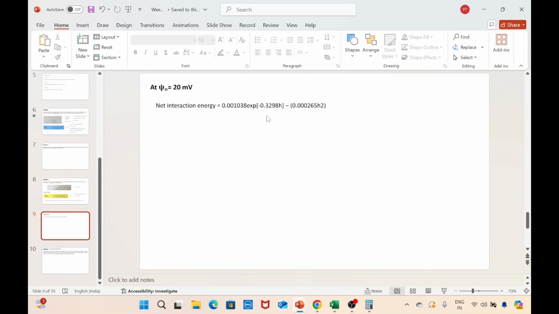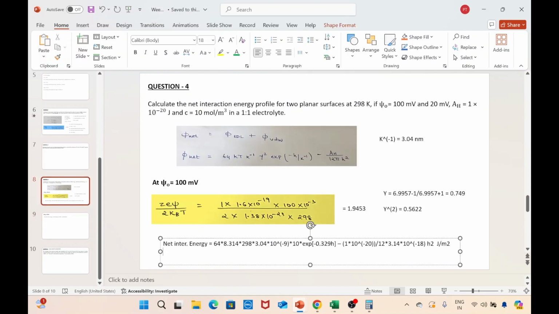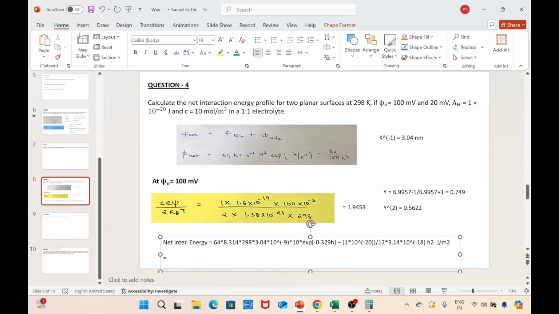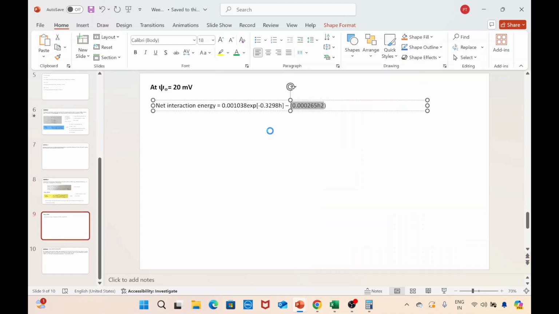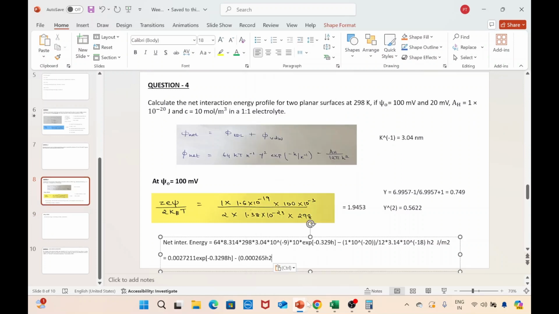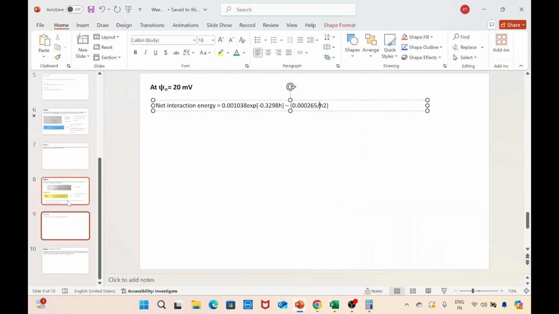So this is how your net interaction energy will vary for psi naught as 20, and for psi naught as 100, the expression will be 0.0027211 times exponent of minus 0.3298 h minus... these are the respective equations.